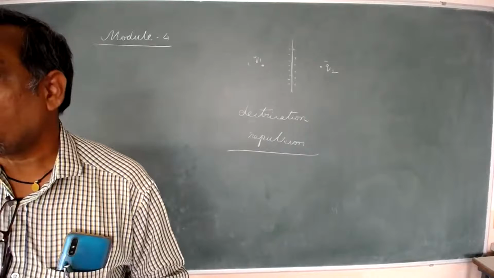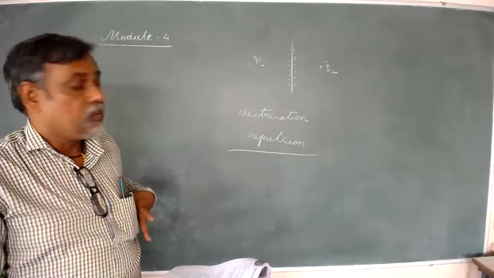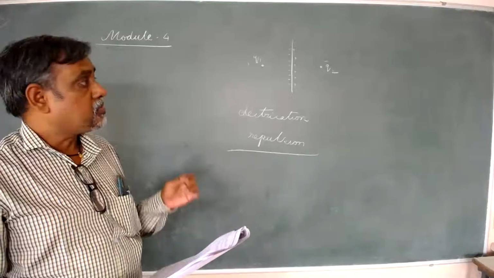Yesterday I told you that mass will be affected by motion. In the theory of relativity, Einstein gave the equation M is equal to m naught by under root 1 minus v square by c square. So this is the equation given by Einstein.